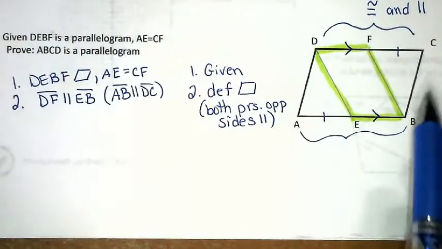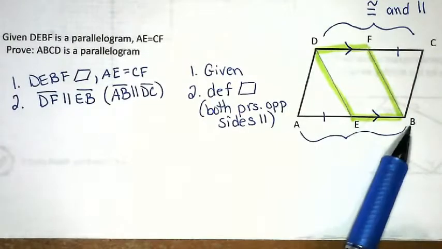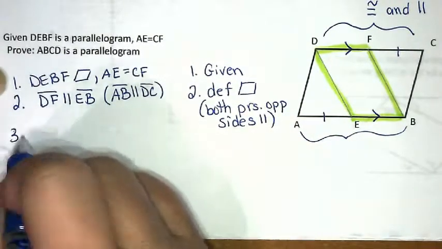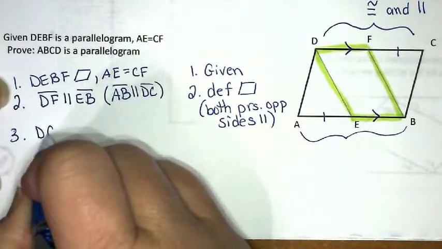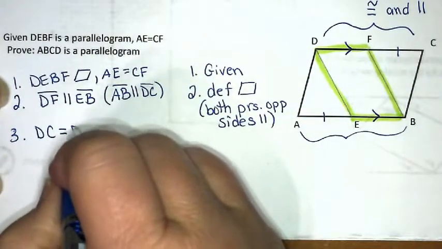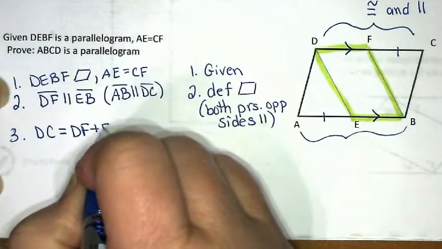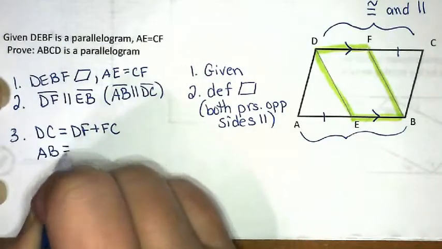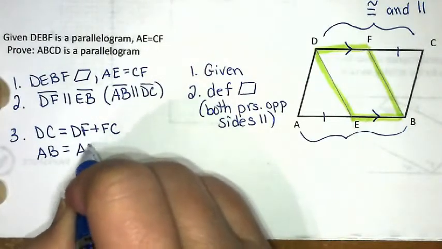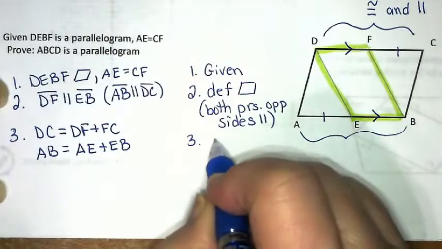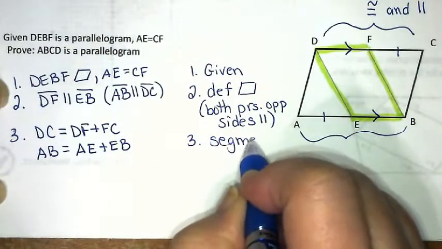Now if I could somehow prove that DC and AB are congruent, I'd have myself a parallelogram. So let's think. What can I say about segment DC? Well, I can say that it equals DF plus FC. What can I say about AB? Well, AB equals AE plus EB. Remember from a long time ago, that's called segment addition.